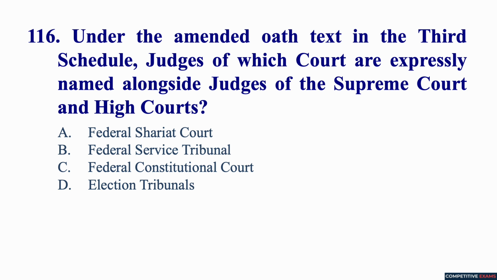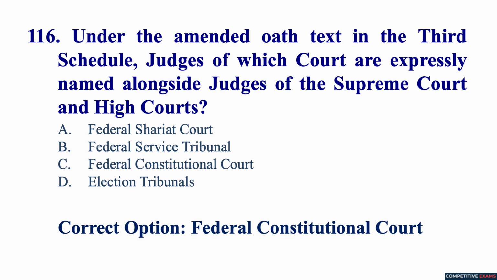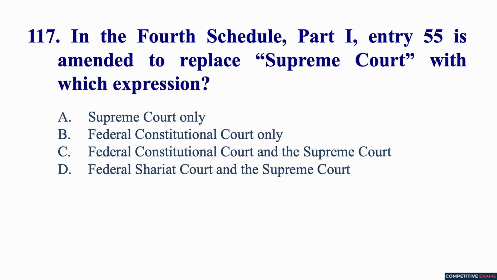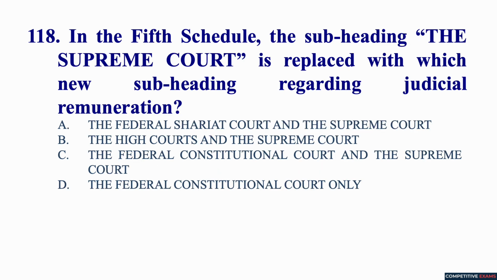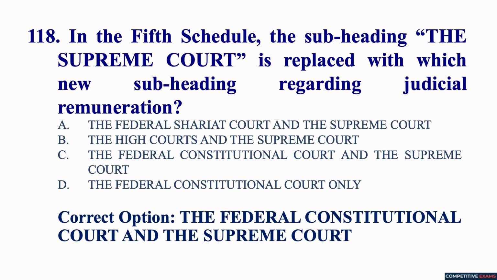Under the amended oath text in the third schedule, judges of which court are expressly named alongside judges of the Supreme Court and High Courts? Federal Constitutional Court. In the fourth schedule, Part 1, Entry 55 is amended to replace Supreme Court with which expression? Federal Constitutional Court and the Supreme Court. In the fifth schedule, the subheading, the Supreme Court, is replaced with which new subheading regarding judicial remuneration? The Federal Constitutional Court and the Supreme Court.